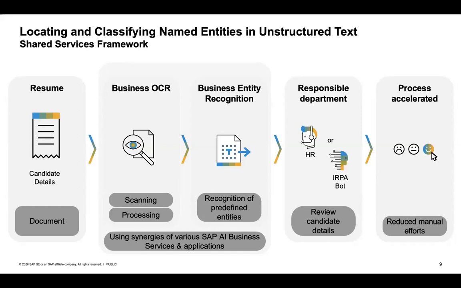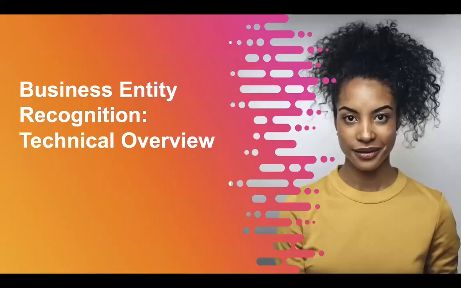So this is how we can use business entity recognition in combination with other business services. We can also use it standalone by copy pasting the content of the PDF, or if we are using it in combination with business OCR, the PDF or the Word document can first be scanned and then processed through BER, and then we can use this for automating the whole process.